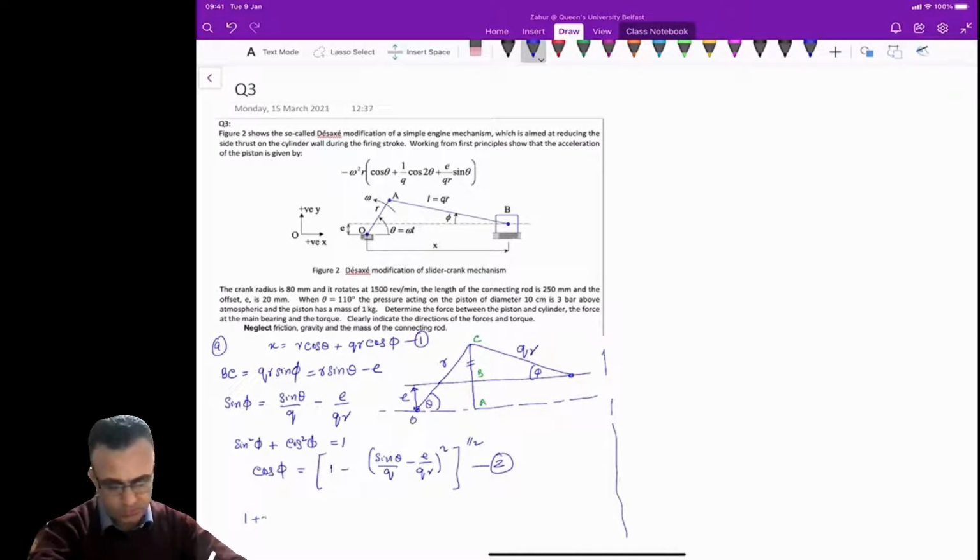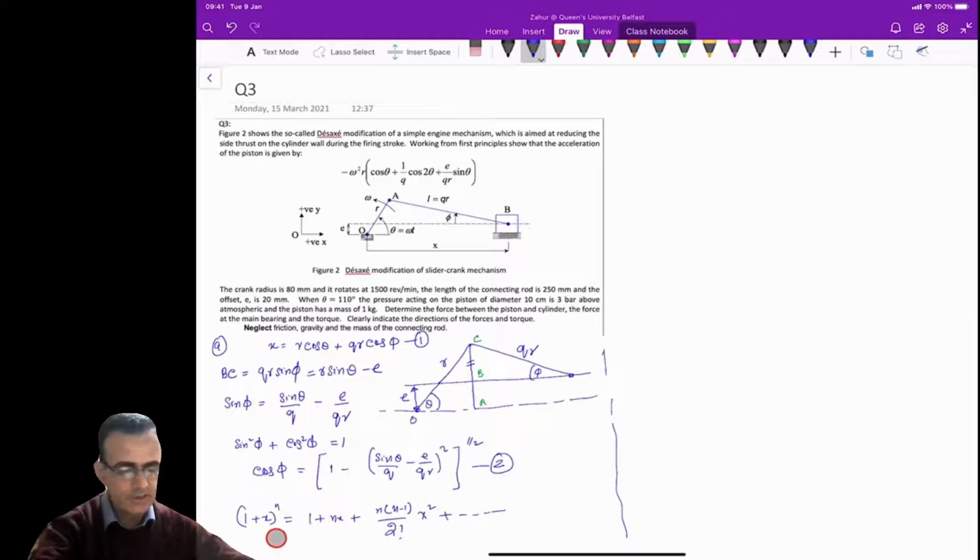So (1 plus x) whole n, which is equal to 1 plus nx, plus n(n minus 1) divided by 2 factorial x square, and so on. So in this case, we can take the first two terms and neglect the x square, because as we saw earlier, it becomes a very small value, so we can ignore that part here.